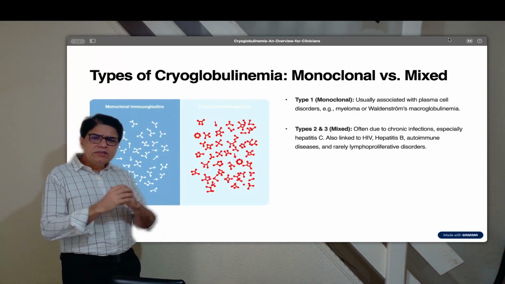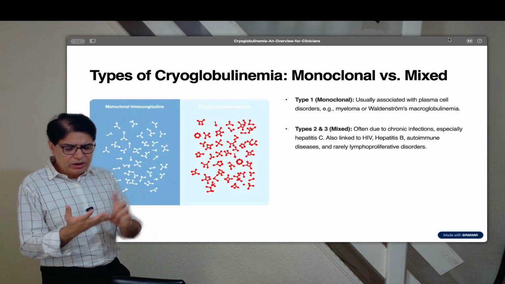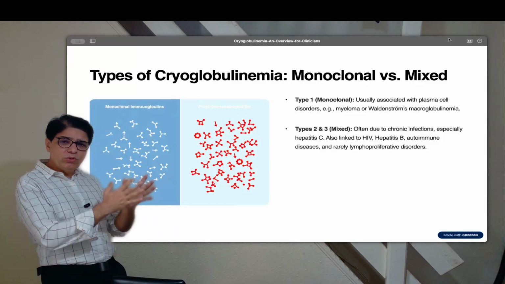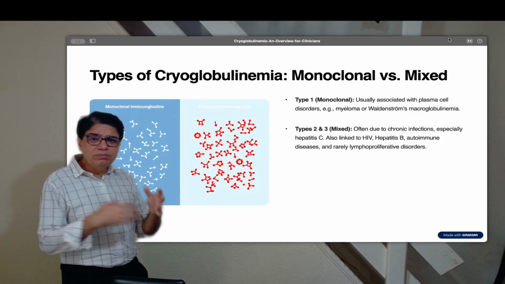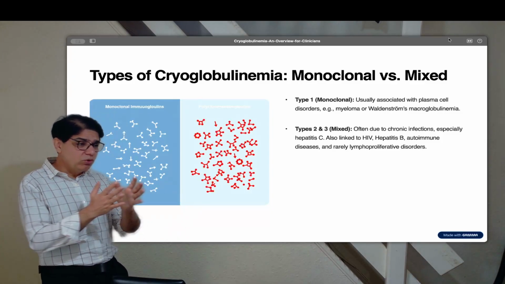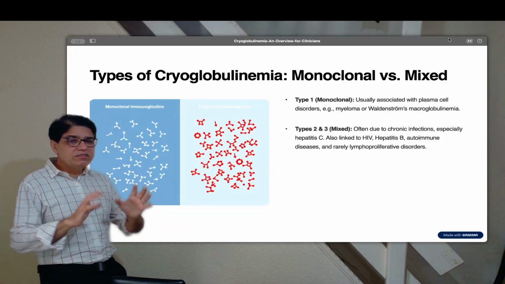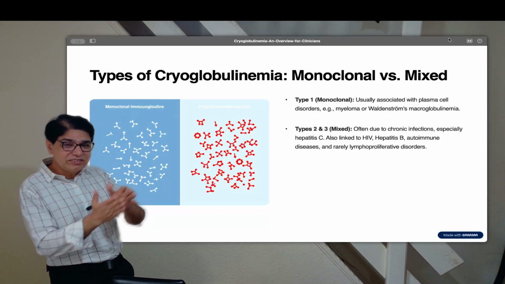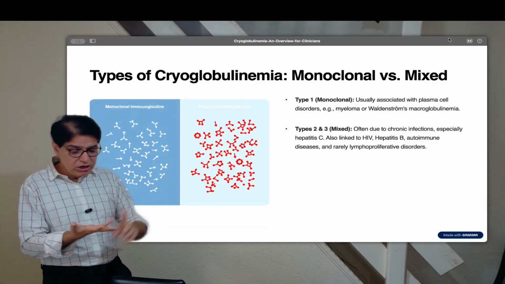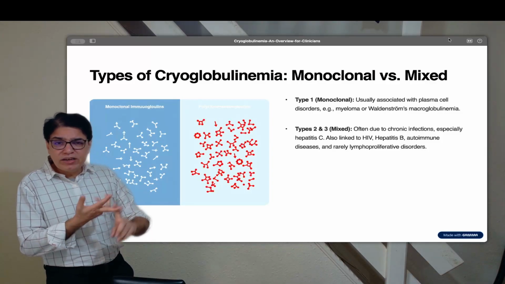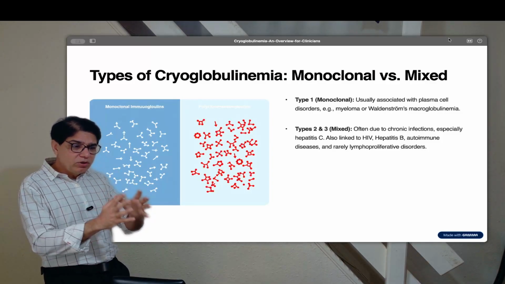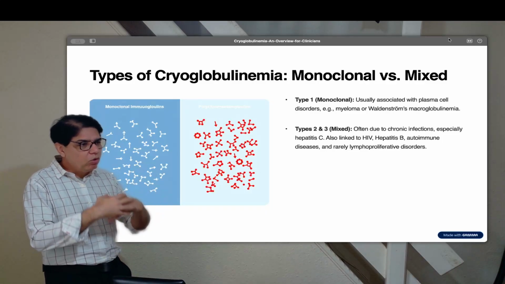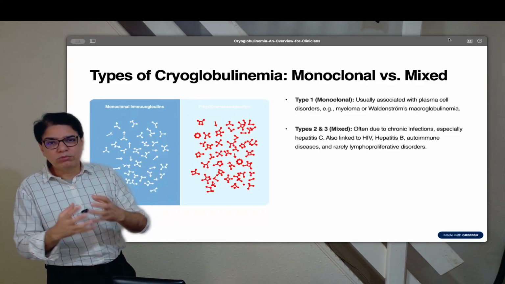Now, there are 3 types of cryoglobulinemia: type 1, type 2, and type 3. We also call type 1 monoclonal, and types 2 and 3 mixed. So what does type 1 or monoclonal mean? Monoclonal means that there is an increase in immunoglobulins in the blood, but these are monoclonal, so they are derived from a single clone. It could be IgG, it could be IgM, it could be any other type of immunoglobulin, but they all belong to the same clone. If it is immunoglobulin M, then all the immunoglobulins would be of M type.